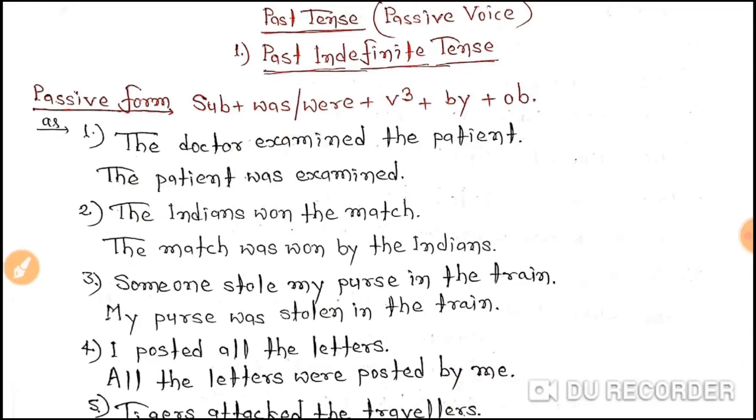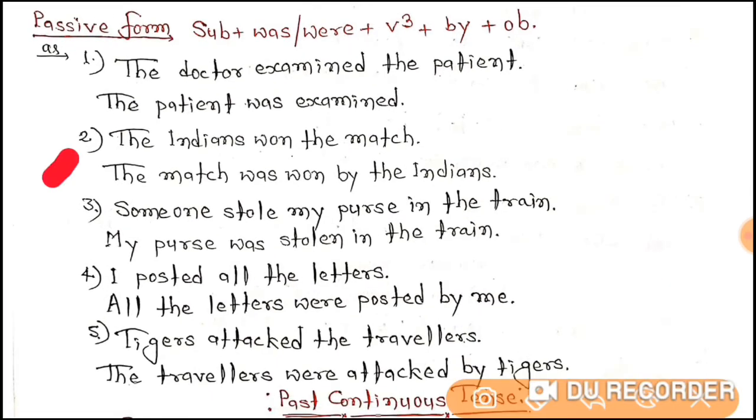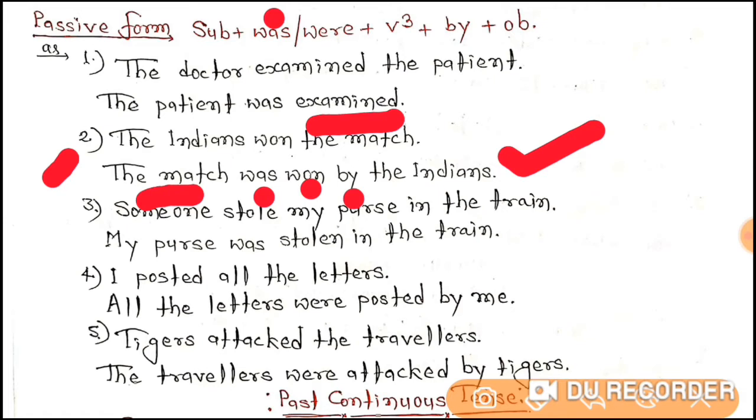Now let's understand the second example. Your second example is "the Indians won the match". So your object is the match. So the match, and then was/were, one of them you have to use. I have used was, and then V3 is what? Won, and then the fourth step by, and the last step is the Indians. So now your passive sentence is "the match was won by the Indians".